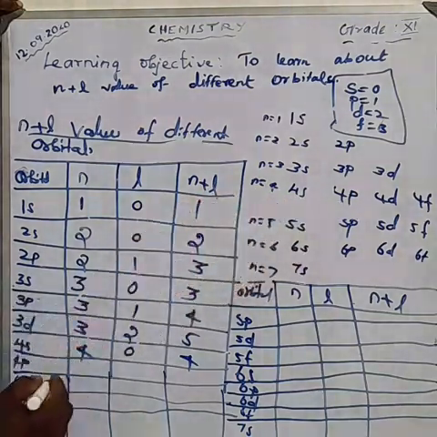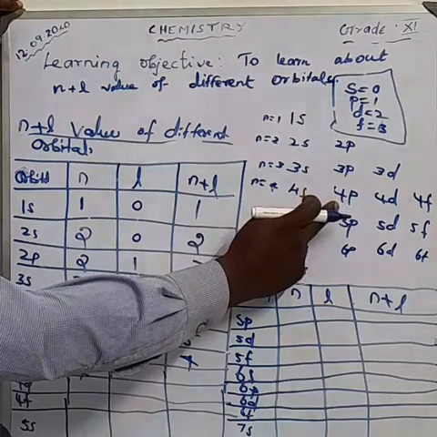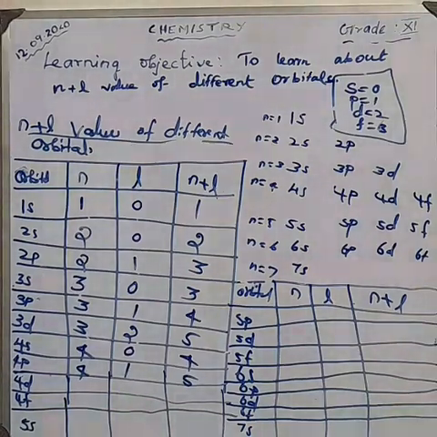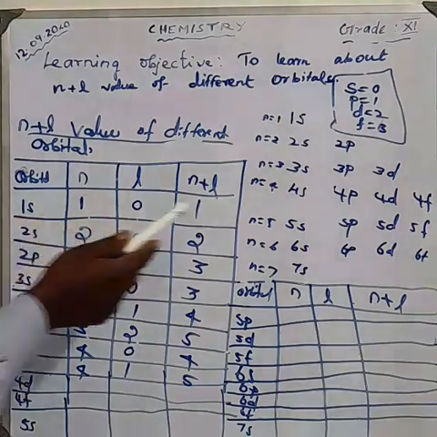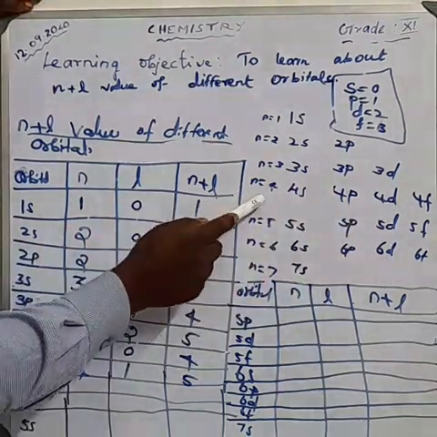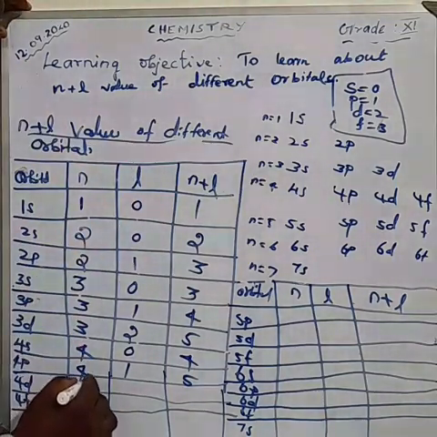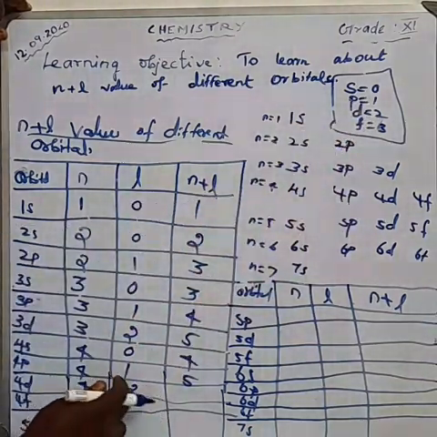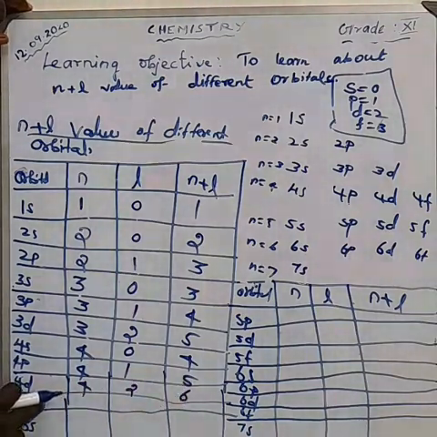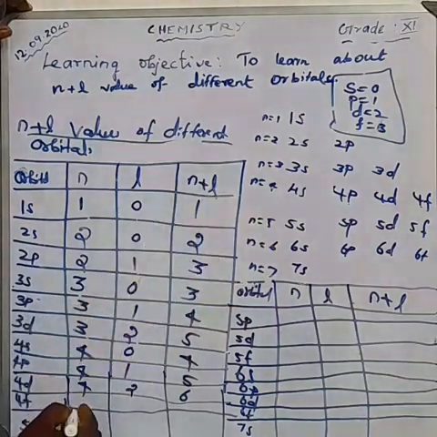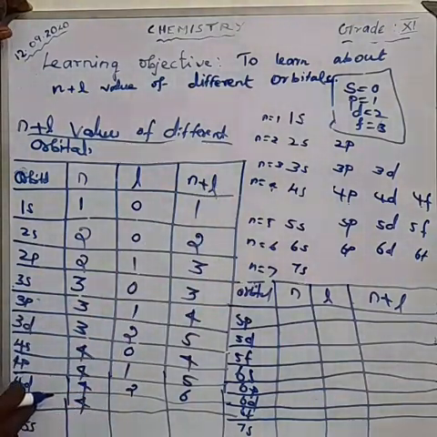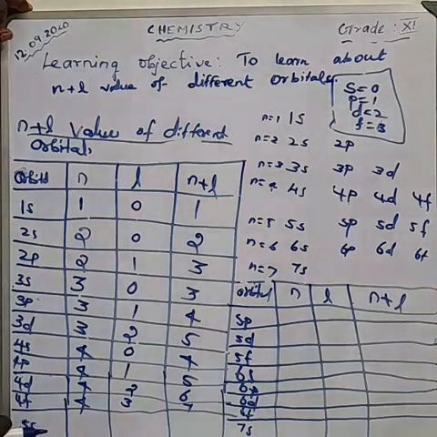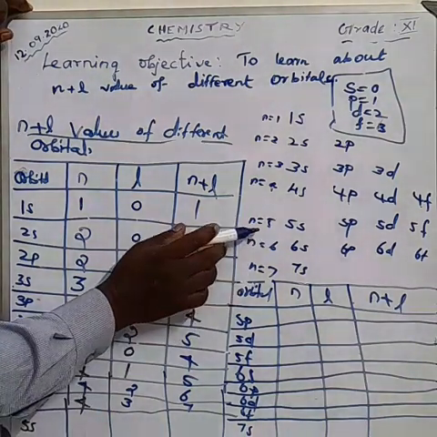4P. n is equal to 4. The P value is 1. 4 plus 1 is equal to 5. Clear? Then the n plus L value for 4D, which lies where n is equal to 4. The D value goes to 2. 4 plus 2 is equal to 6. Then 4F, n is equal to 4, and F means 3. That is 7. Clear?